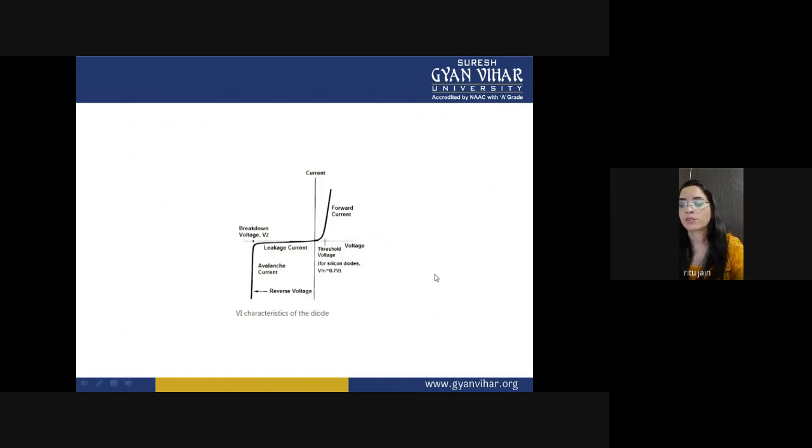You can see this is the VI characteristic of a diode. This is your threshold voltage. This is your forward current. This is your leakage current. It is your avalanche breakdown and reverse voltage.